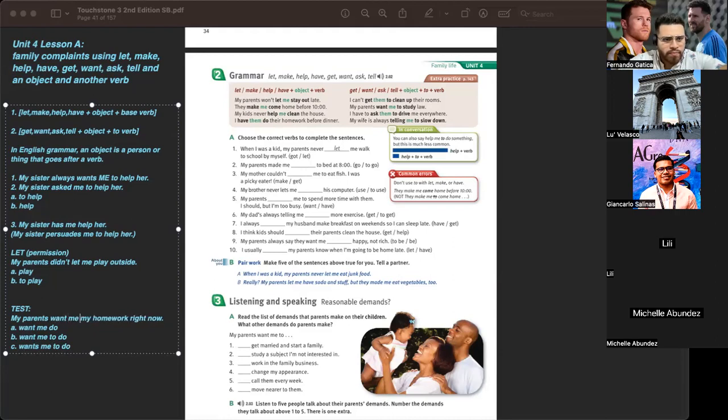My parents want me to do. Why? Because after want, you have the object. Object is me, then to verb, to do. Okay. Class, why is letter C not correct? Because one is the third person singular, right? Yes, and parents is plural. All right, good.